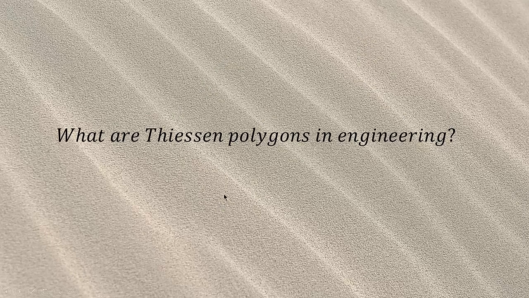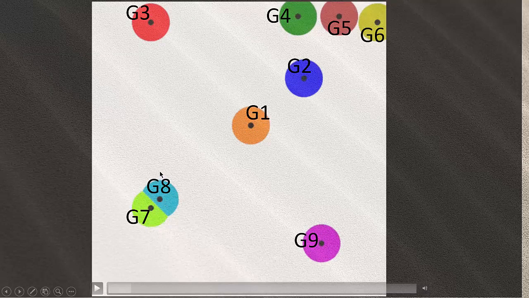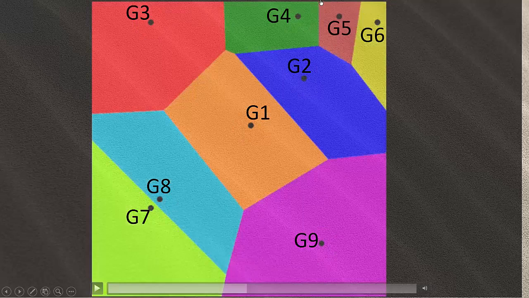But why do we use Thiessen polygons in engineering? Being a civil engineering student, I will explain the application of Thiessen polygons in engineering, especially in water resource engineering. But in practice, Thiessen polygons have a lot of applications in different areas. As you have seen in the previous video, the locations of these ice cream stalls are nothing but the rain gauge stations, and this overall area is nothing but a simple catchment, and each rain gauge station has its coverage area for the rainfall.